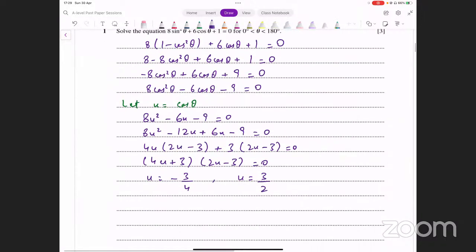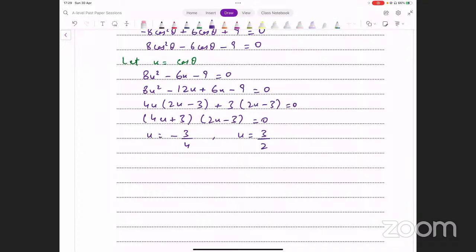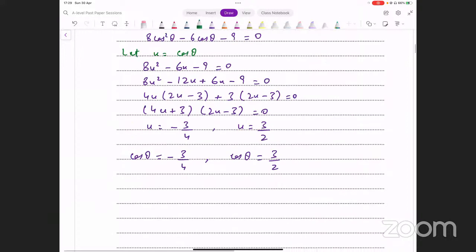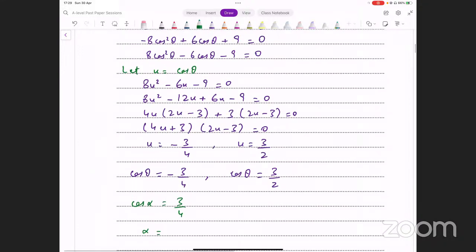What we can do at this point is put the substitution back. We assumed cos theta to be U. We can say cos theta equals minus 3 over 4 or cos theta equals 3 over 2. Okay, now let's solve these two equations. First of all, let's look at this one. We say cos of alpha equals 3 over 4. Let's figure out the basic angle. Let's do this on our calculator.